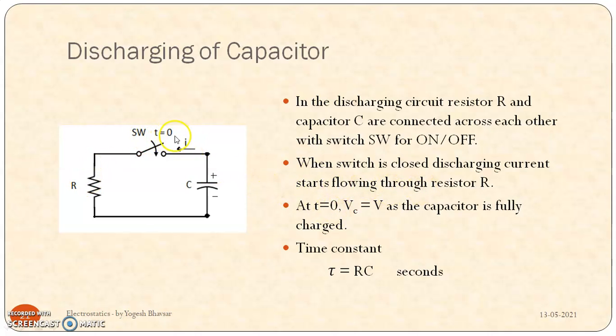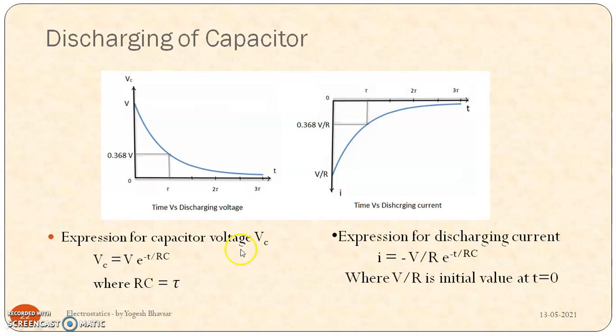At t equal to 0, Vc is equal to V. What is the initial condition here? t is equal to 0 at that time. The voltage across the capacitor is Vc, as we have charged the capacitor to the voltage V, right? So Vc is equal to V as the capacitor is fully charged. The time constant tau is equal to RC. So that voltage across the capacitor will be discharged into the resistor. Now we can see the expression for the capacitor voltage at the time of discharging, and the graph of it.